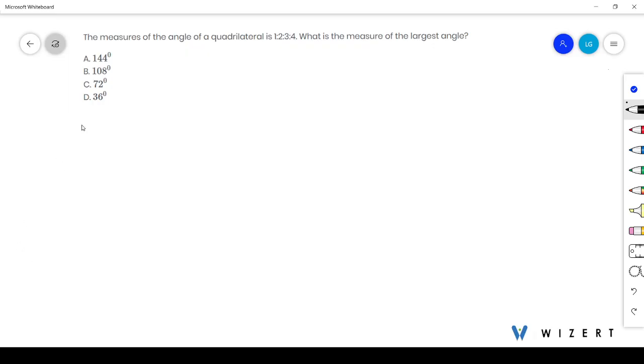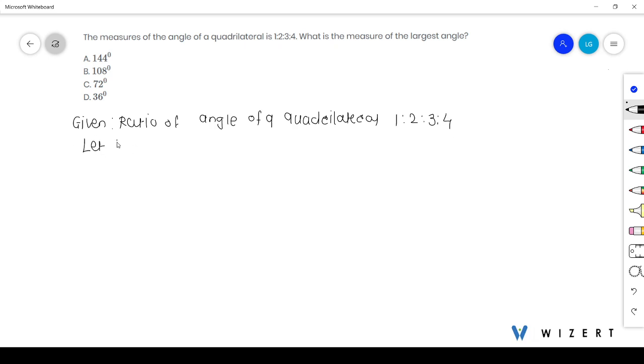Our question is: the measures of the angles of a quadrilateral are in the ratio 1:2:3:4. What is the measure of the largest angle? Here we have been given the ratio of the angles of a quadrilateral, which is 1:2:3:4.